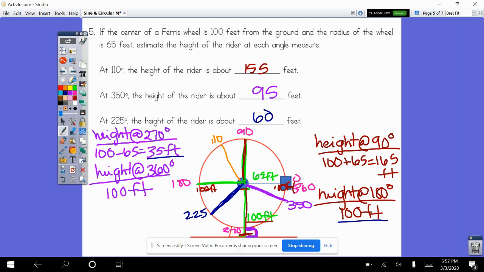So again, you don't have to have the exact same numbers as me as long as you understand how to get the estimate and that you could explain it. Sometimes we ask you to explain things on quizzes, so you need to be able to explain that.